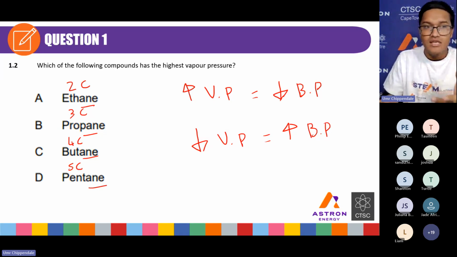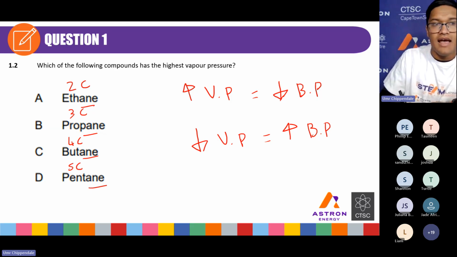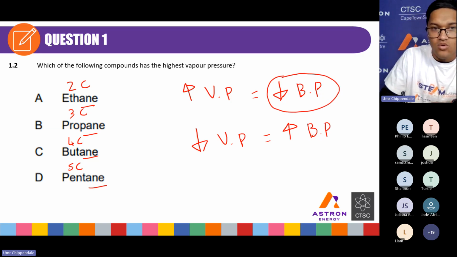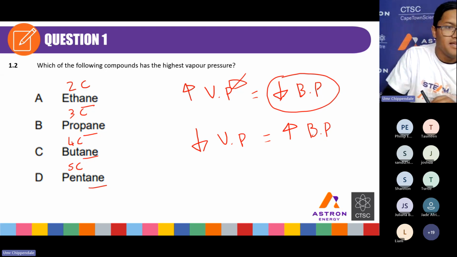So instead, we need to see which one has the lowest number of carbons, because that will mean it has the lowest boiling point. Therefore, it will give us the higher vapor pressure. So this answer is going to be A, ethane.